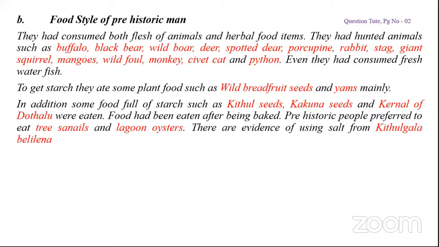Prehistoric people, there are evidences of using salt from Kitulgala Beli-lena. Now see the things that we wrote in the short note. Once again, we have taken it as a paragraph here. Now, food style of prehistoric man, Stone Age man, had been given as a question in past papers. I told you 2 times. So 2 times it had been given.